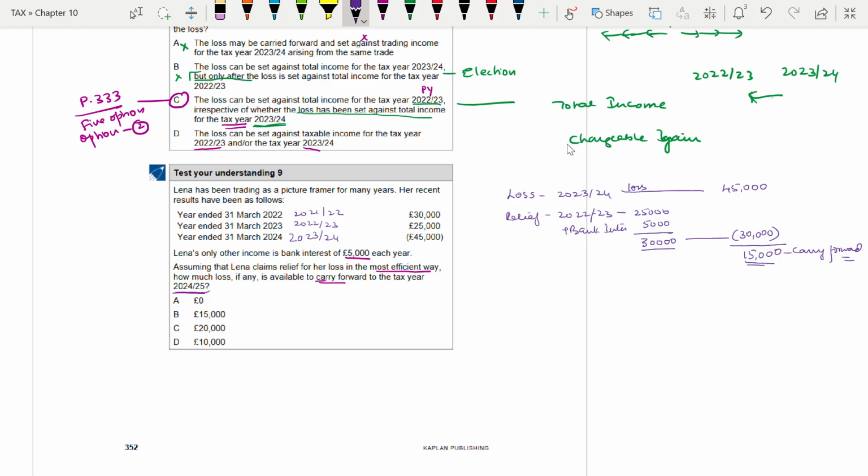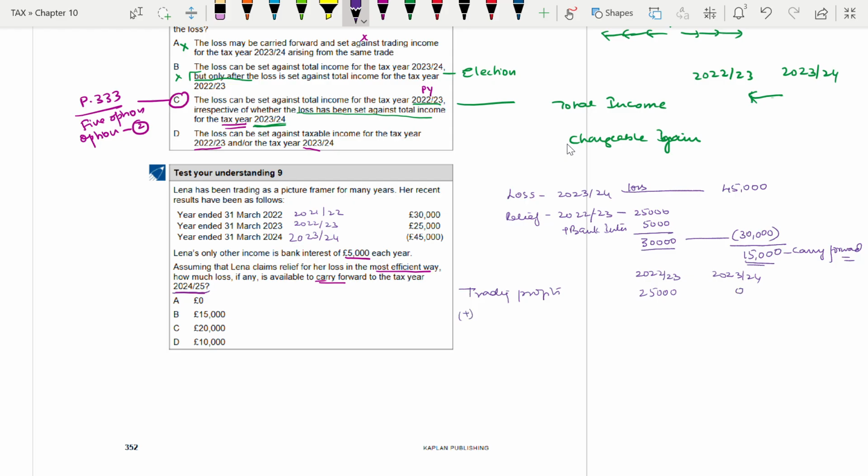Or you can put it like this also. We are taking trading profits. How much is there? We have to take the previous year only. Okay, 22-23, 23-24. How much is the trading profit? Trading profits is 25,000. Here you have a loss.